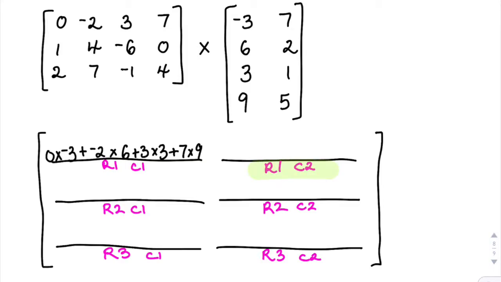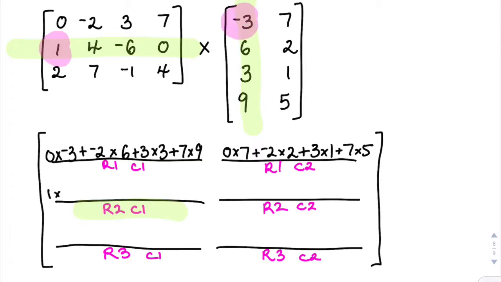Moving on to our calculation for the top right element, we only focus on row 1 in the first matrix and only column 2 in the second matrix. Let's pair up our values. So we have 0 times 7 plus -2 times 2 plus 3 times 1 plus 7 times 5. On to this next element, we focus on row 2 and column 1. Let's pair them up and write down our calculation.